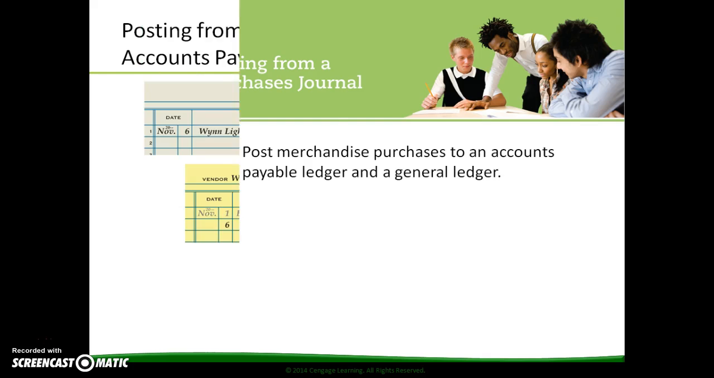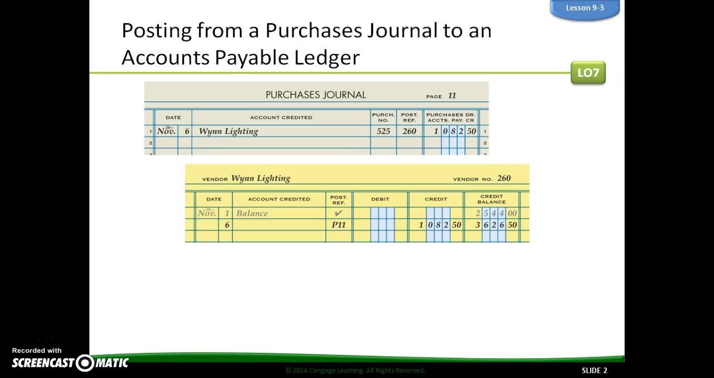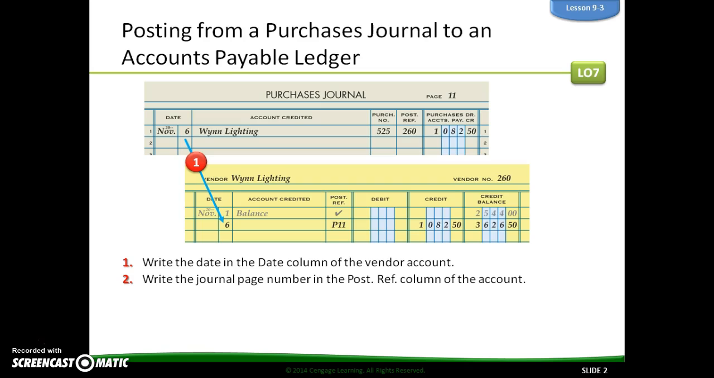So as we move forward here, what we're seeing is the purchases journal, and we're looking at the information here. First thing we're going to do is write the date in the date column of the vendor account and write the journal page number in the post reference column on the account. So it's page 11 from the purchases journal where we're posting on the vendor account here. The vendor is Win Lighting.